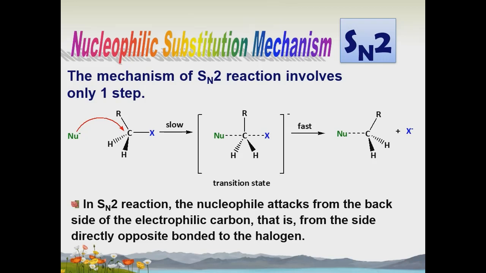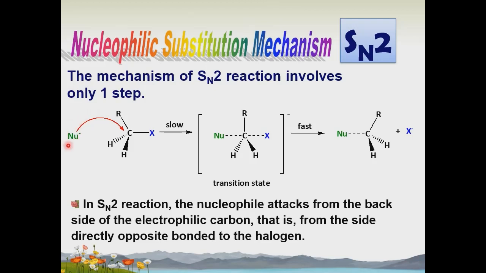The second mechanism of nucleophilic substitution is SN2. This mechanism only involves one step. It is referring to two molecules that are involved in this one step, so that's why it is called bimolecular. The two molecules are the haloalkane and also the nucleophile.